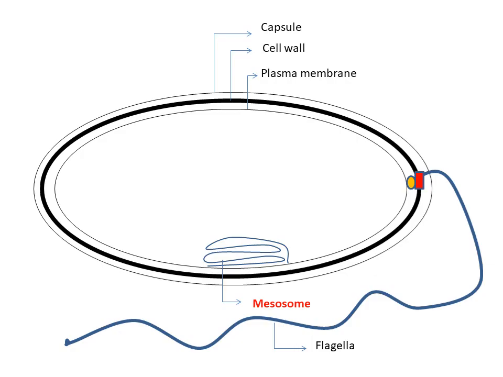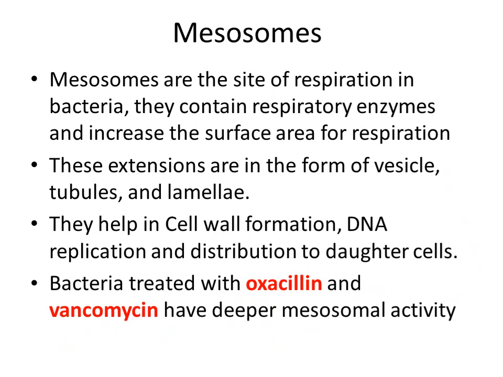Next we'll talk about the mesosome. It is an inner folding of the cell membrane, normally to increase the surface area. It is useful for the respiration of the bacteria. It is a site for respiration and consists of a lot of respiratory enzymes. It is helpful for cell wall formation, DNA replication and distribution to the daughter cells. Normally antibiotics such as oxacillin and vancomycin act by breaking or inhibiting the mesosomes.